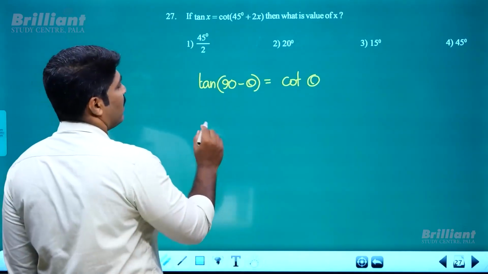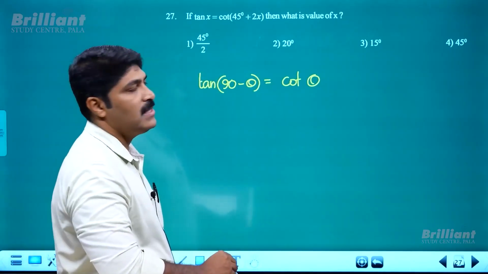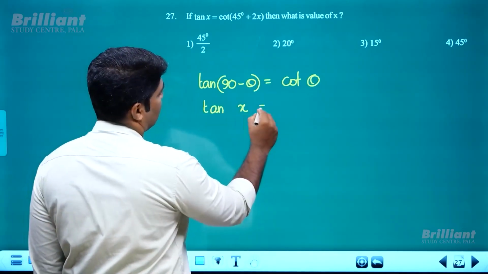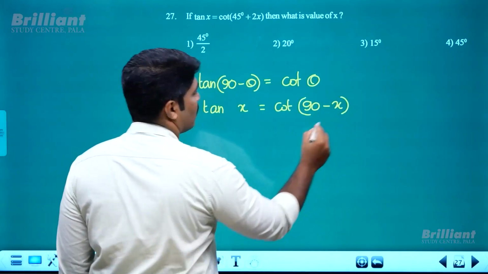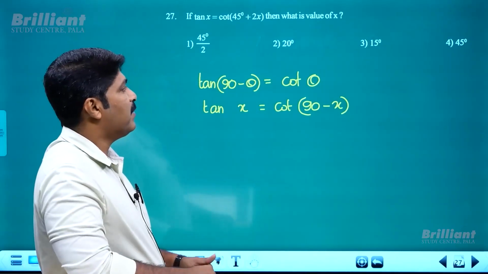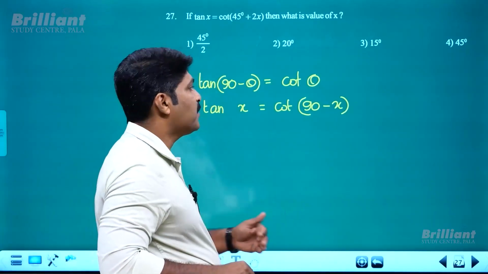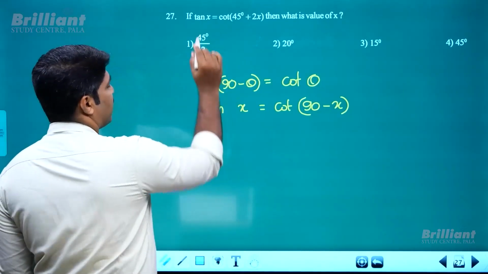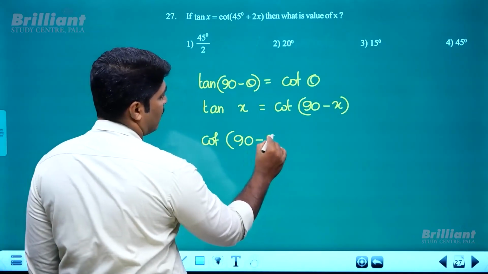In the similar way, here we are considering tan x. So how can we express this tan x? We can express it as cot 90 minus x. So tan x equals cot 90 minus x. Why? Here we already mentioned that tan 90 minus theta equals cot theta. In the similar way, cot 90 minus theta equals tan theta. Therefore, instead of tan x, you can write cot 90 minus x.